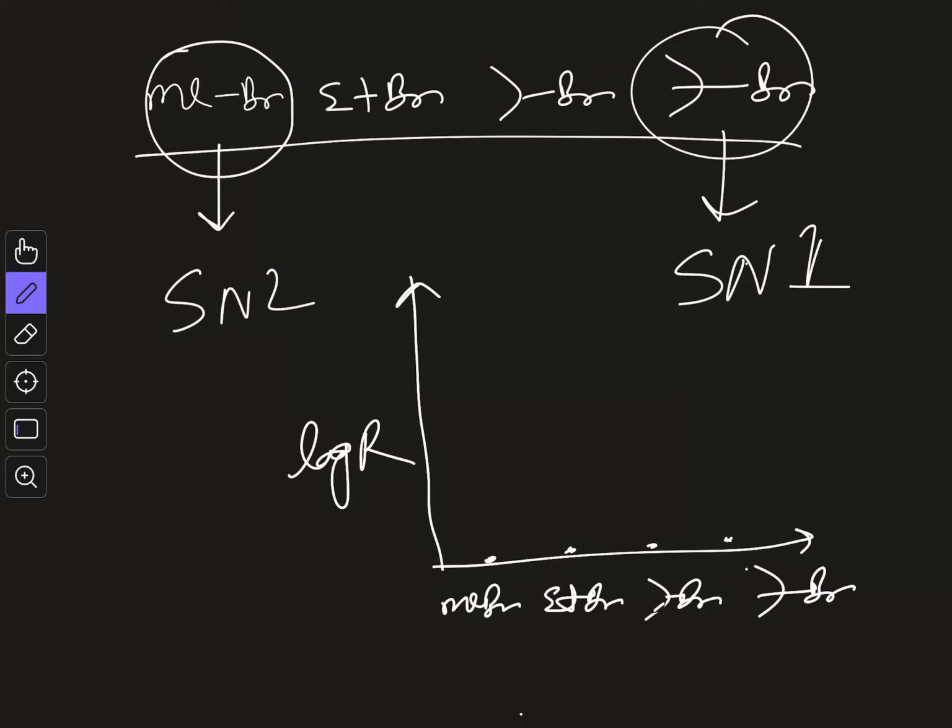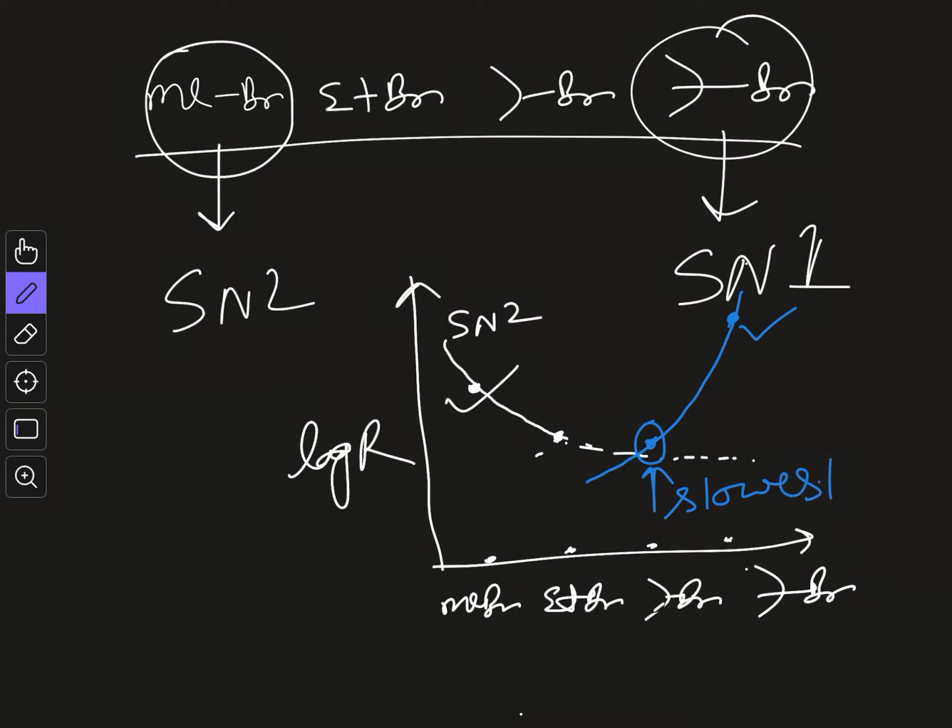Now if we look at the rate of the reaction, we will see that for SN2 reaction the rate will be like this. So for methyl bromide the rate is higher compared to ethyl bromide. So this is for SN2 reaction, and for SN1 reaction we will see that the rate will be like this. So this tertiary butyl bromide will show very high rate, whereas this one shows very small rate. So this is actually the slowest reaction.